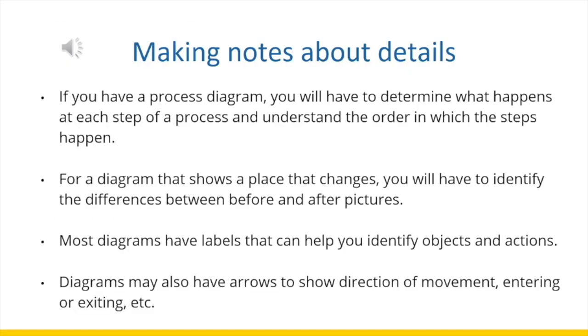In this slide, we'll review how to make notes about details. If you have a process diagram, you'll have to determine what happens at each step of a process and make sure that you understand the order in which the steps happen. For a diagram that shows a place that changes, you'll have to identify the differences between before and after pictures. And remember that most diagrams have labels that can help you identify objects and actions. Also keep in mind that diagrams may also have arrows that show you direction of movement, entering or exiting, etc. So please make sure to read every word that you have on your diagram. It can guide you and help you to complete your task.